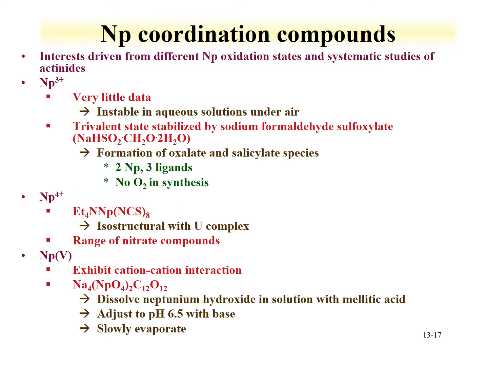An area of fundamental chemistry that involves neptunium is coordination chemistry. This interest is driven by the different oxidation states that neptunium has and the ability to perform systematic studies of the actinides. For neptunium-3 coordination compounds, there's very little data due to the instability in aqueous solutions under air. For neptunium-4, a few compounds have been formed, and they are found to be isostructural with the uranium-4 complex. Neptunium-5 is shown to undergo cation-cation interactions.